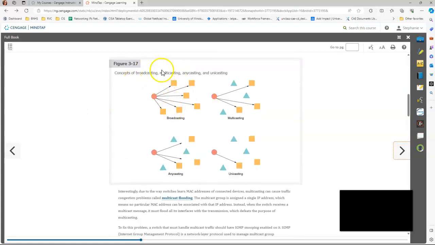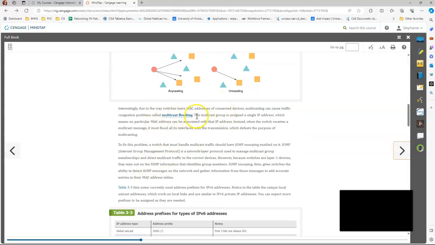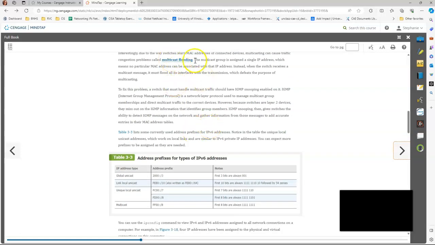So here's an example. We've got broadcasting, multicast, anycast, unicast. Broadcasting is sent to everybody. Multicasting, certain people. Anycasting is, again, sent to certain ones. And then unicasting. So really, we've got multicast flooding. You can multicast a group or a single IP address, and there's no associated MAC address with that IP address. So you can multicast flood, and it just floods all interfaces, which honestly then defeats the purpose of that. You can fix it by using your Internet Group Management Protocol, or IGMP.